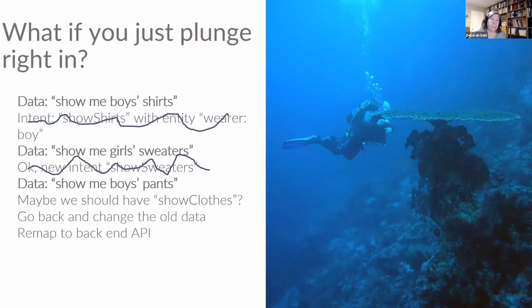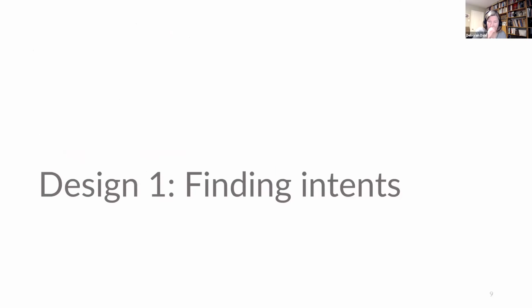And if the data goes back to some kind of database with the actual inventory in it, you're going to have to remap some of the connection between the utterances and the backend API, and that's a huge amount of work. So we want to avoid that by doing a good design process up front. So how do we find these intents?